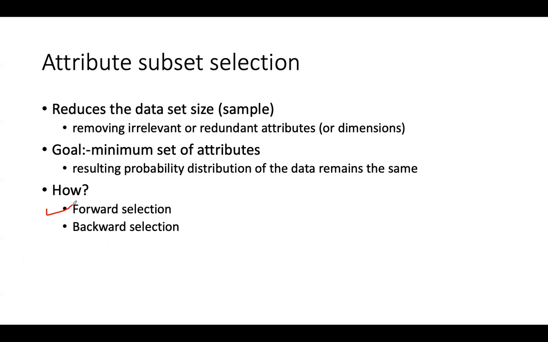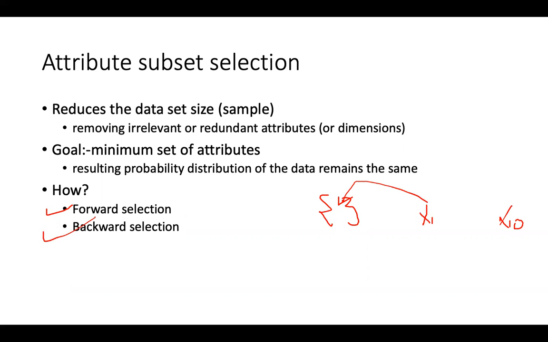Forward selection is just an iterative method where we start with no features in the model. So let's say we have 10 features, X1 up to X10. We start with an empty set, and then in each iteration we keep adding a feature. Each time we add the feature that best improves our model, and we keep adding until there's no improvement in the performance of our model.